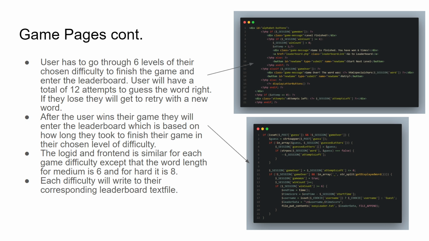So the user has to go through 6 levels of their chosen difficulty to finish the game and enter the leaderboard. They'll have a total of 12 attempts to guess the word right. If they lose, they'll get to retry with a new word.